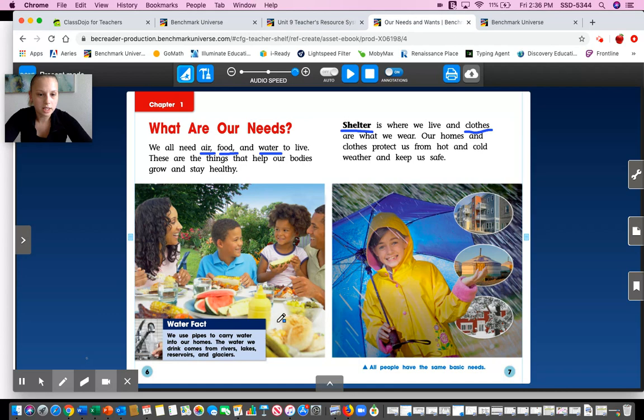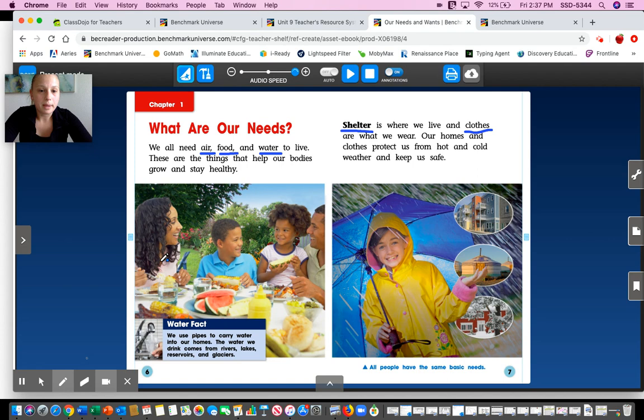Let's go ahead and look at this caption down here. It says water fact, and we're looking at this little picture here, and this is the sink faucet, and there's water coming down, and then there's a cup right here. We use pipes to carry water into our homes. We do. There's pipes behind the walls at your home, and that's where the water comes out of your sink, in the bathroom, and in your kitchen. The water we drink comes from rivers, lakes, reservoirs, and glaciers. So that's where all the water comes from. Did you know that? And it gets cleaned before. So it's not just water straight from the ocean or anything like that, the rivers or anything like that. Right? They go through a filter to clean out the water. Yes? This can go into a whole science lesson.